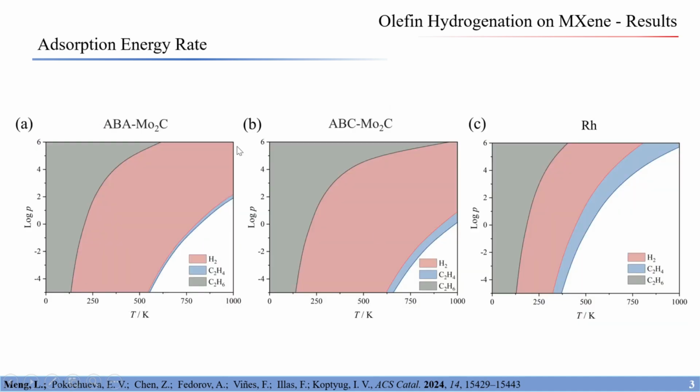And then we use the electronic energy to estimate the adsorption and the desorption rate as a function of the pressure and the temperature, showing that the reactants hydrogen and ethene can adsorb easily, even though the ethene is slightly stronger, and the product ethane can desorb easily when it is generated. So this is a favorable feature for catalyst performance.